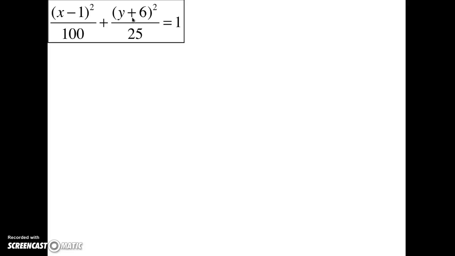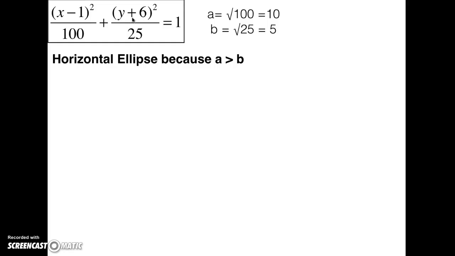So here we have our equation. Our a value is going to be the square root of 100. Our b value is going to be the square root of 25. It's going to be a horizontal ellipse because a is greater than b. Our center we get from h and k, 1, negative 6.